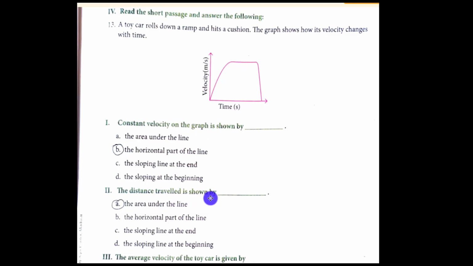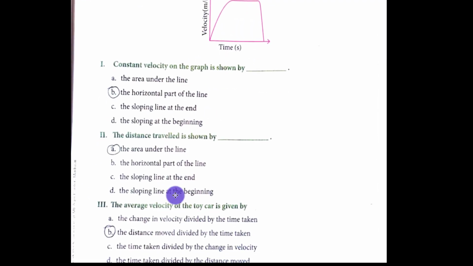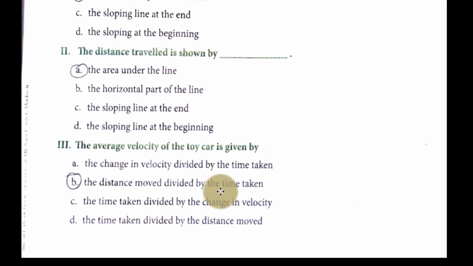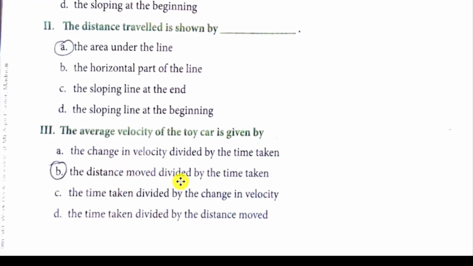Okay, the distance traveled is shown by the area under the curve. Always the distance traveled is given by the area under the curve. You have to choose this area under this curve. Then the average velocity of the toy car is given by the distance moved divided by the time taken. You read out all those options given here.